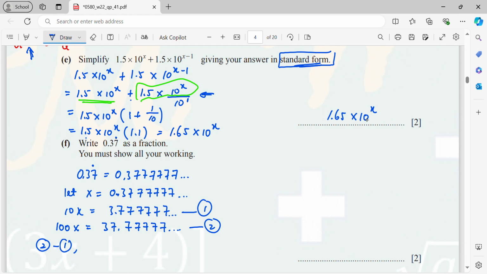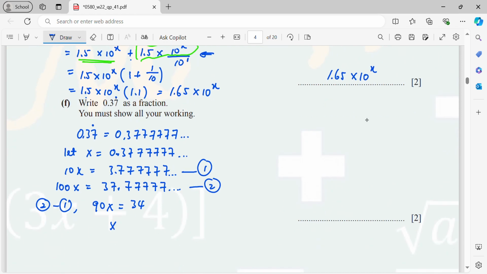So left hand side, 100x minus 10x is basically 90x. Then the right side, when you minus 37 minus 3, that is 34. Okay, the rest of the terms, the values after the decimal place, will be cancelled off. So therefore, from here, I will be getting my x as 34 over 90. And this can be simplified into 17 over 45. So that is the fraction.